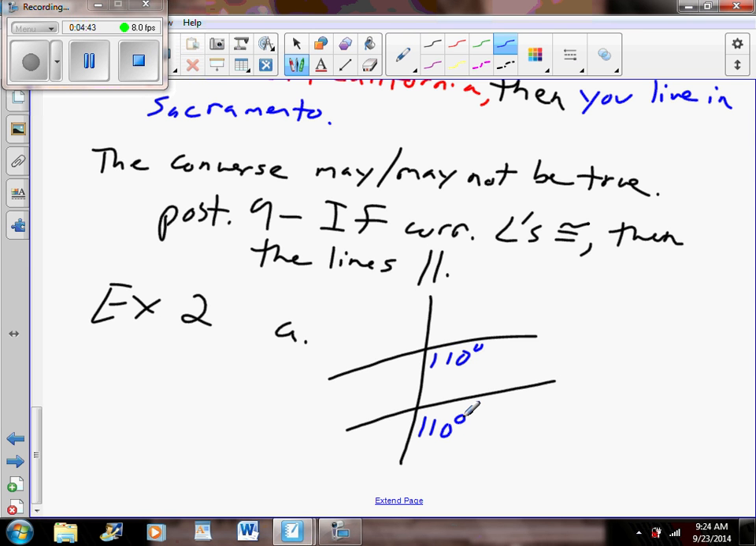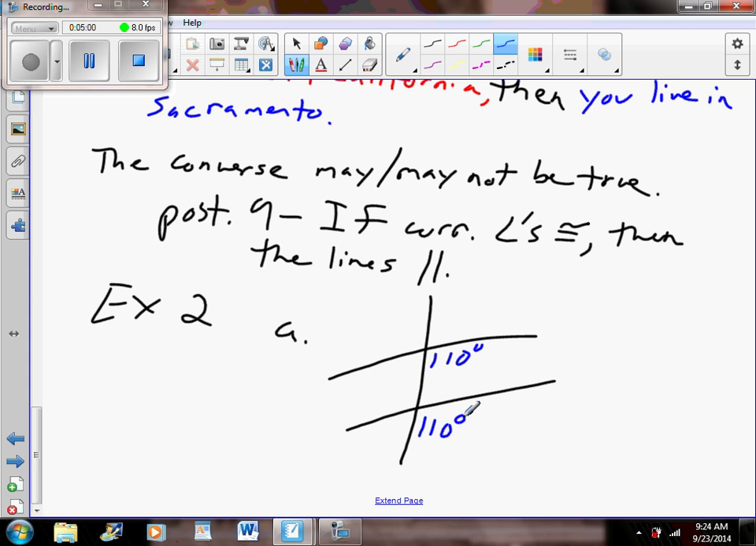This is the kind of thing that you're going to be doing. You'll be given some diagrams. Maybe you'll be given a set of alternate interior angles. If they're not congruent, the lines aren't parallel. All right? So if you can do section 3.4, you can do 3.5. You're just learning those in reverse, okay?